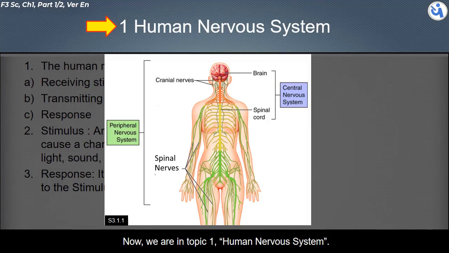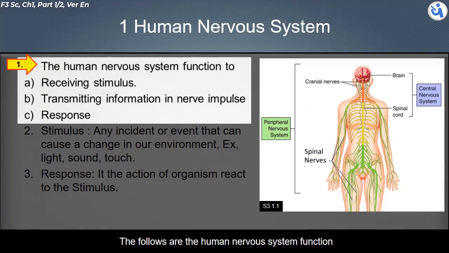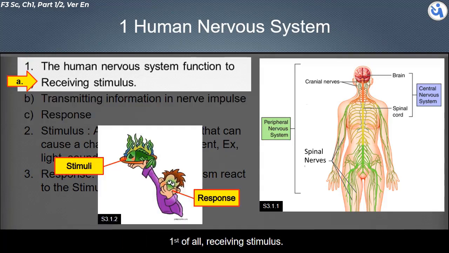Now, we are in topic 1, human nervous system. The following are the human nervous system functions. First of all, receiving stimulus. This is about receiving the stimuli through sensory organs.